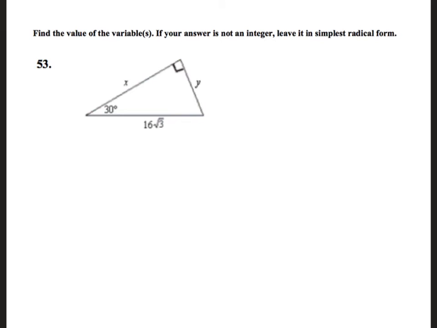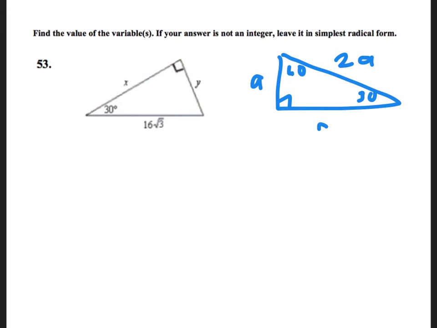53. It says find the value of the variables. If your answer is not an integer, leave it in the simplest radical form. That's going to be the instructions for all of these, so I'm not going to read that again. But I'm going to draw you a 30, 60, 90 triangle because that's what I have in this case. Again, you have your 30-degree angle down here across from your short side, 60. Your short side is going to be A. Your hypotenuse is 2A. And then your long side is A root 3.